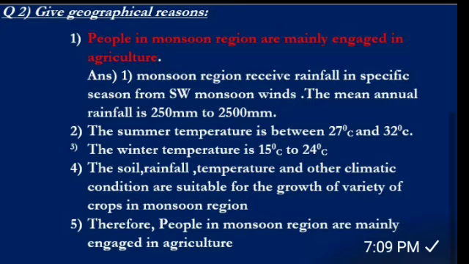Now student, the soil, the rainfall, the temperature and the climate of the monsoon region are suitable for the crops. Whatever crops are grown in the monsoon region, the climate of that region is suitable for that crop. That's why student, people over here are mainly engaged in agriculture. Understood? Now let's see the next question.